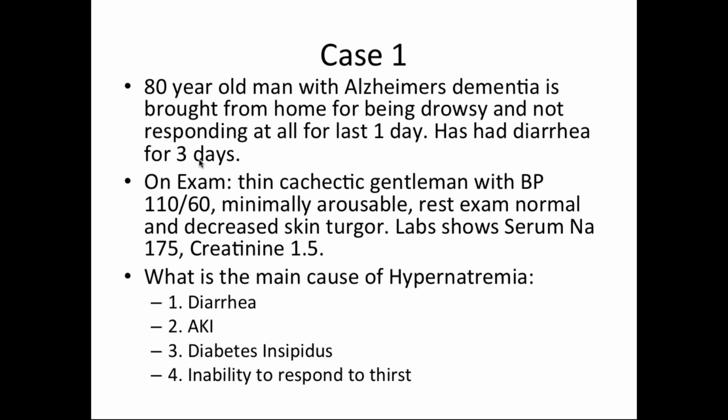Starting with a case. We have an 80-year-old male with Alzheimer's who is brought in from his home for being drowsy and not responding for the last 1 day. He's also had some diarrhea for the last 3 days. On examination, he's a thin, cachectic gentleman with a blood pressure around 110/60, minimally arousable, and the rest of the exam is normal except that he has some decreased skin turgor as well. His labs show that his serum sodium is 175 and his creatinine is 1.5.